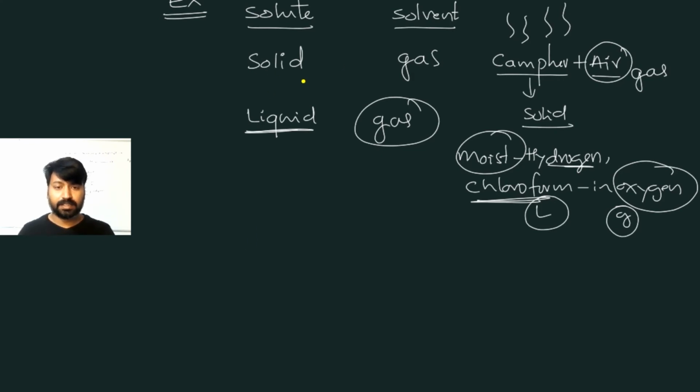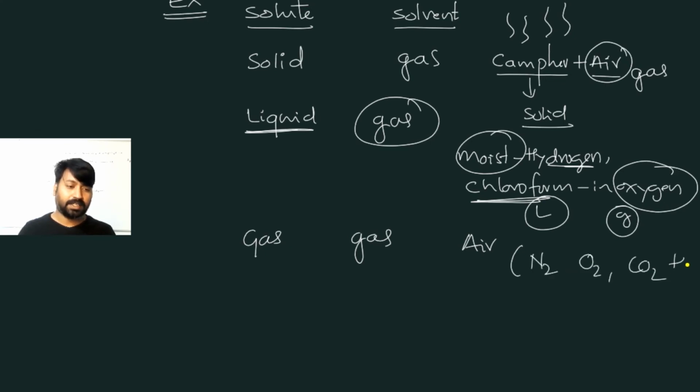We'll take one more example. We've taken solid and liquid. We can take a gas dissolved in a gas. Example, air. Air is an example, because in the air there is nitrogen gas, oxygen gas, carbon dioxide, helium, neon, argon. So many other gases are there. In that, nitrogen is present in a larger quantity.